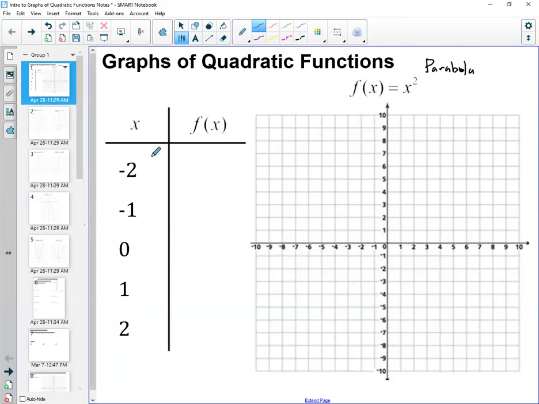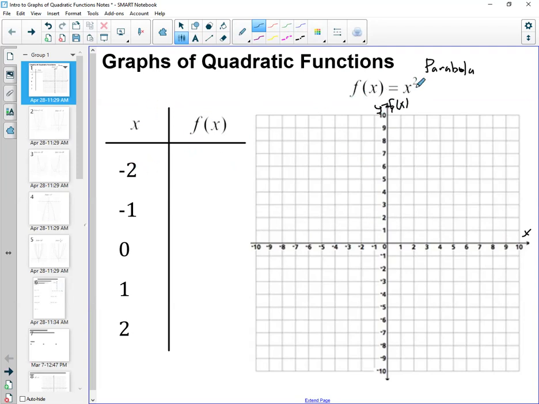So basically, like all graphs, this is x on the horizontal scale, and this is f of x or y on the vertical scale. The way you graph functions is you plug an x into here, and that tells you how far left and right to go, and the answer that comes out tells you how far up and down to go.